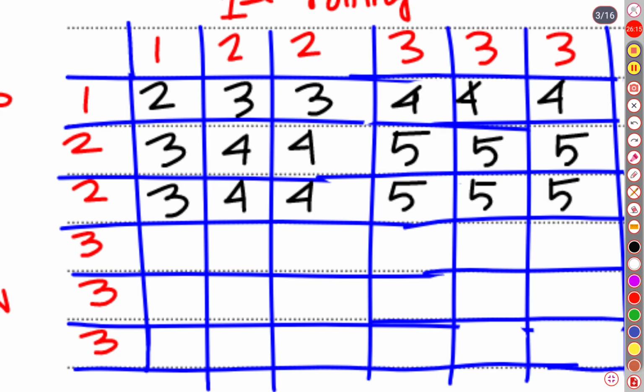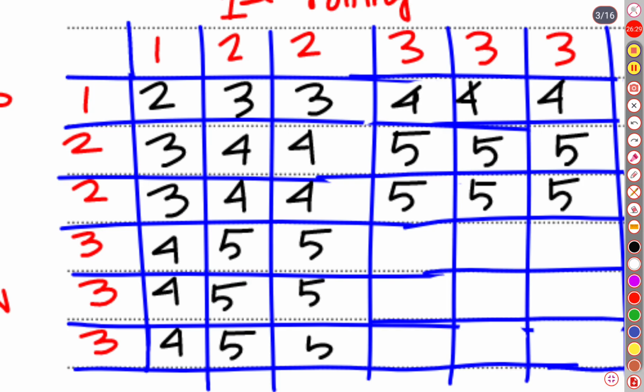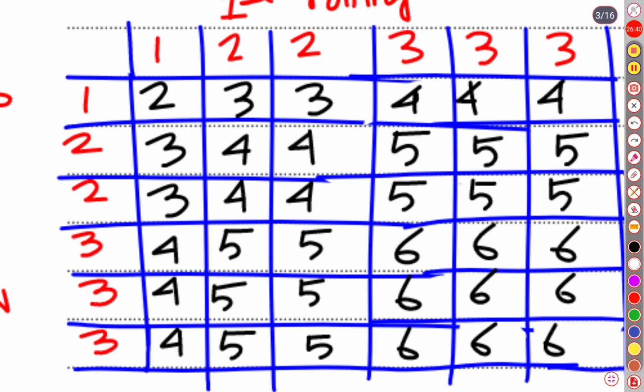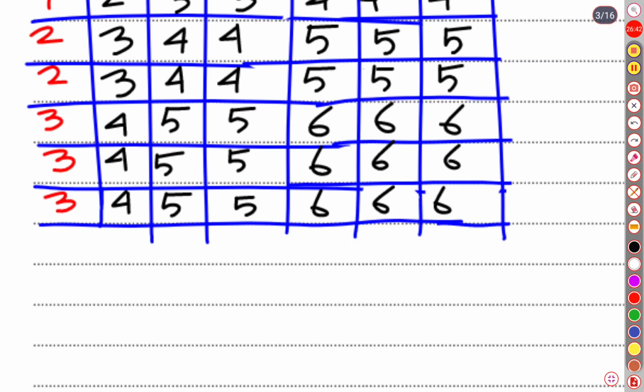Then 3 plus 1 is 4, 3 plus 1 is 4, 3 plus 1 is 4, 3 plus 2 is 5, so it is going to be 5, 5, and 5, 5 as well as 5, 5. Then 3 plus 3 is definitely 6, so all these are six 6s. Well, now we will go back to our question.